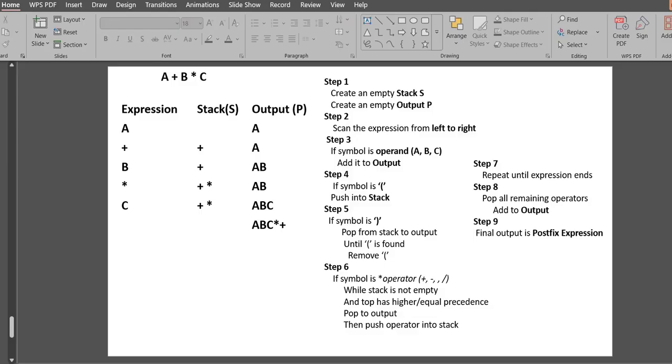We have already covered overview of a stack. In the top right corner, check the link.